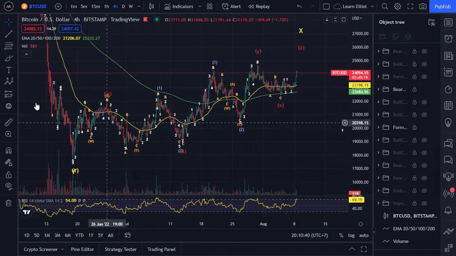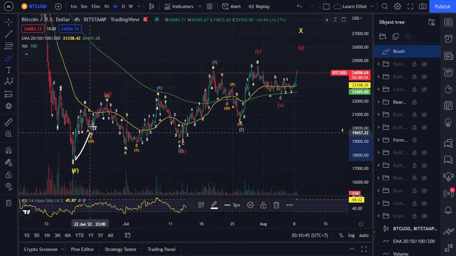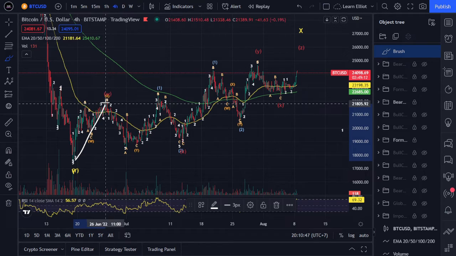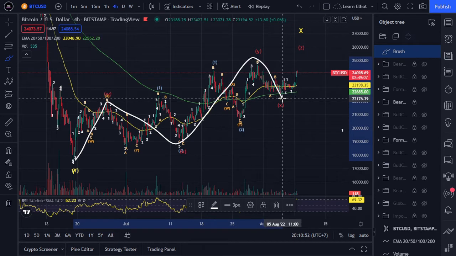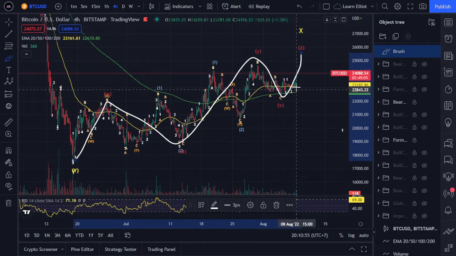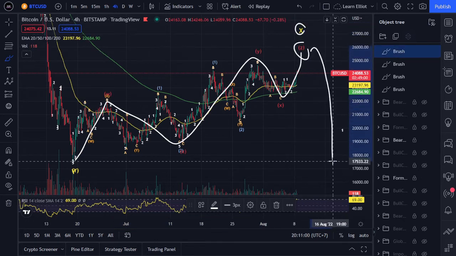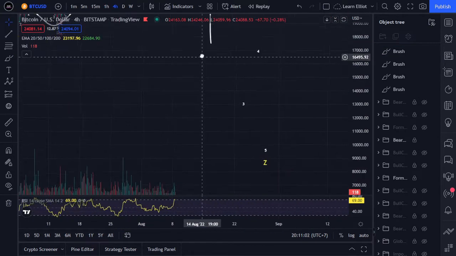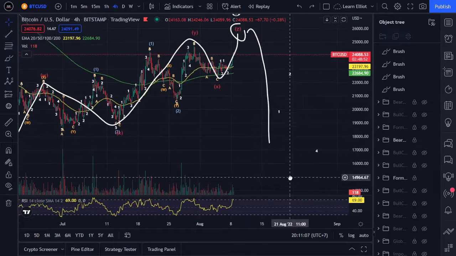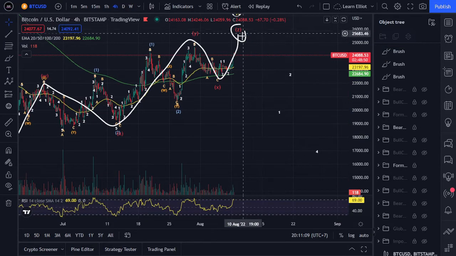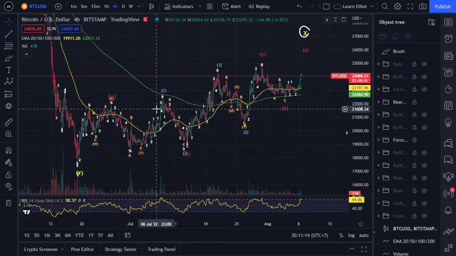So here what I'm going to say is that we have a correction wave W here, and an X here, and a Y here, a second X here, and Z. We are now in the direction to wave Z here to complete the X wave, to move down to the Z wave below here. So that's the only possible bear case scenario that I have.